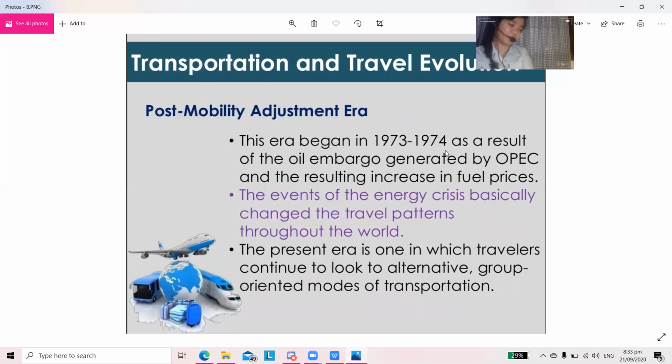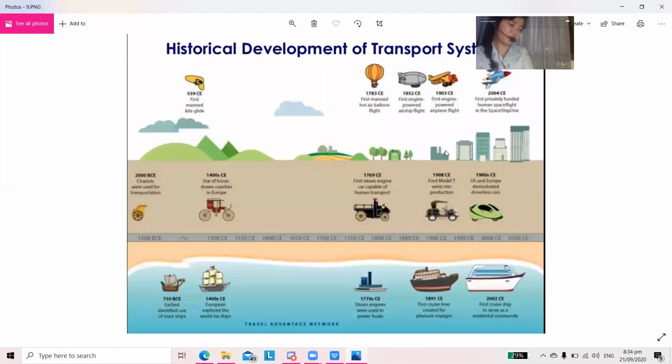Let's now proceed to the post-mobility adjustment era. This era began in 1973 to 1974 as a result of the oil embargo generated by OPEC and the resulting increase in fuel prices. The events of the energy crisis basically changed the travel patterns throughout the world. The present era is one in which travelers continue to look to alternative, group-oriented modes of transportation.